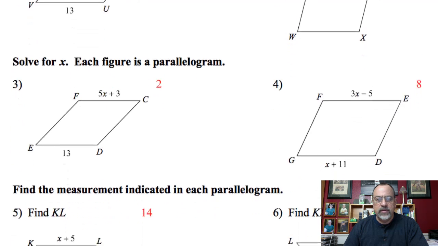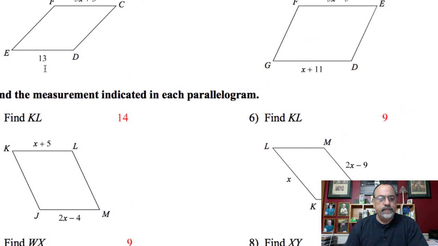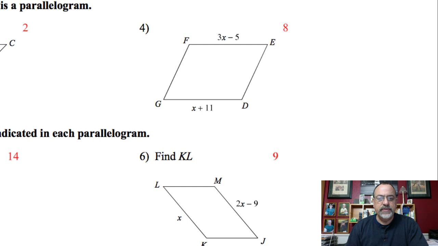When we have a variable, again, the relationship allows me to write an equation, and then I can solve it. So let's take a look at number 4 here. Again, I know it's a parallelogram because I'm told that in the instructions. I do need to know that first. And because it's a parallelogram, these opposite sides are equal. The instructions say to solve for x.